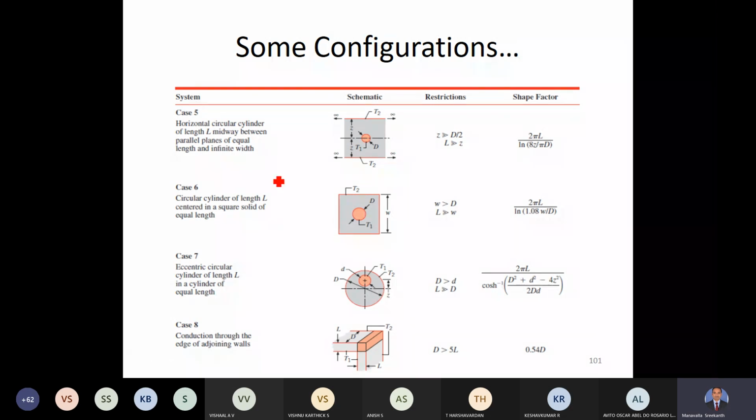In case 6, you see a circular cylinder of length L centered in a square solid of equal length. So this is a square solid and this is a circular cylinder of length L. In such a situation, the inside surface is T1, the outside surface is T2. In such a case, the shape factor is made available to us through this equation. So we'll try to find out what's the shape factor from tables.